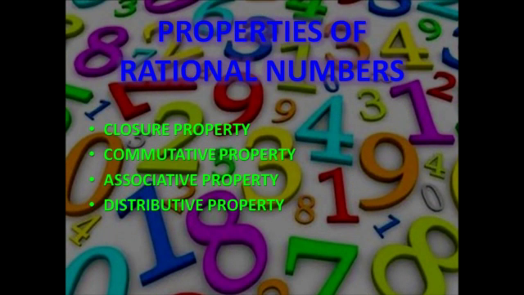Students, let us talk about some of the properties of rational numbers today. These are the properties which we will study one by one: closure property, commutative property, associative property and distributive property. These are some of the properties of rational numbers we are going to study.